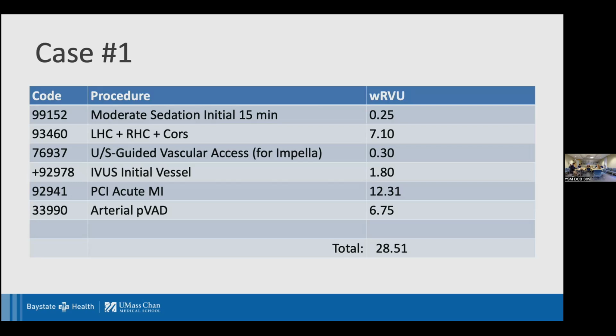Now, can I ask a question? For this case, someone in shock, and you get an additional operator to join you, can I get a modifier on that? Yeah, so you can get an assistant. That's a modifier 80. It usually depends on the payer, but generally for most Medicare and Medicare Advantage plans, you'll get 20% additional.